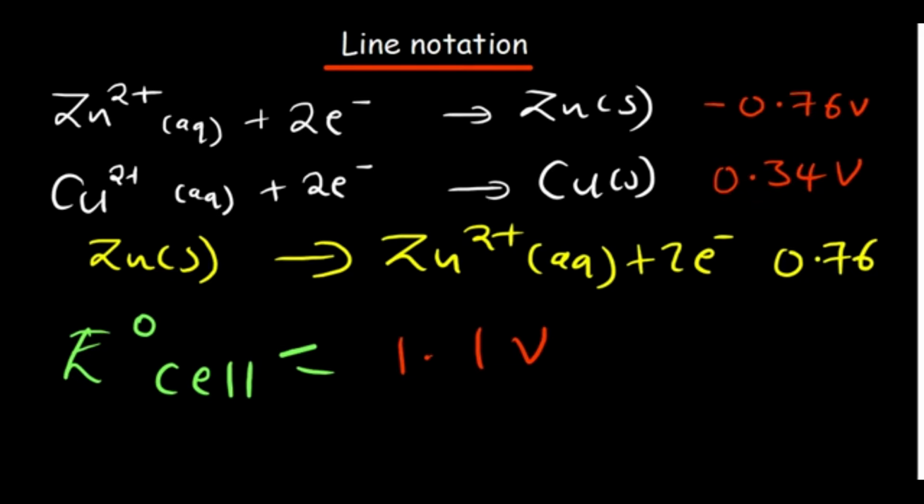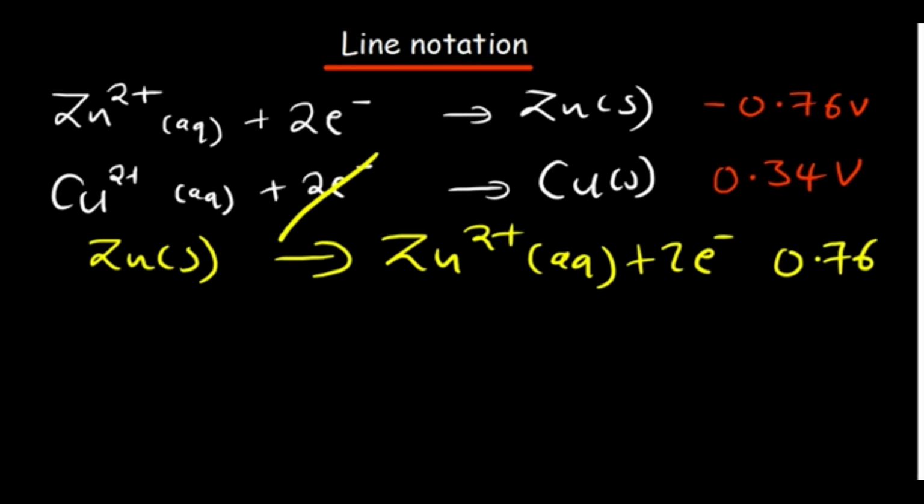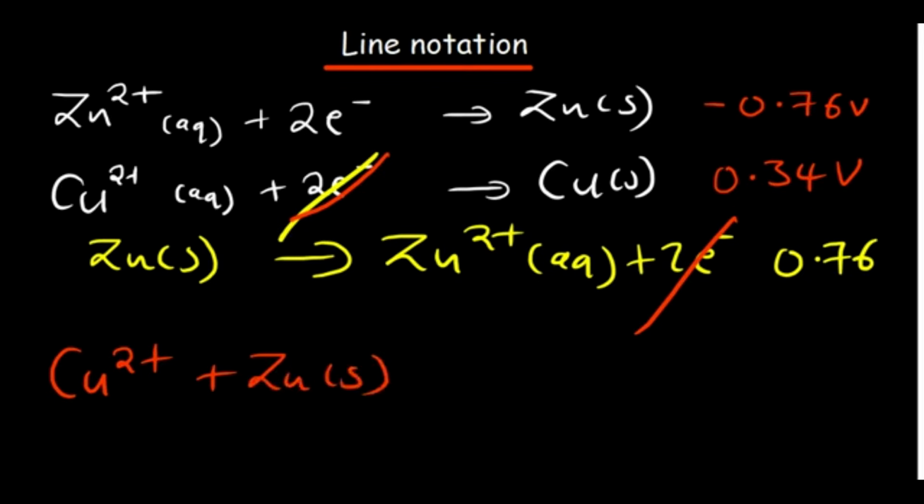Kelvin. Okay, so now how do we convert this reaction into line notation? So we've seen the actual way in which it's going to be presented. Now our balanced equation will involve us combining these two. These electrons are basically on opposite sides, so we'll cancel them out, and then we'll drop our reactants. So we have copper 2 plus plus zinc solid, giving us zinc 2 plus, and then we also have copper solid.